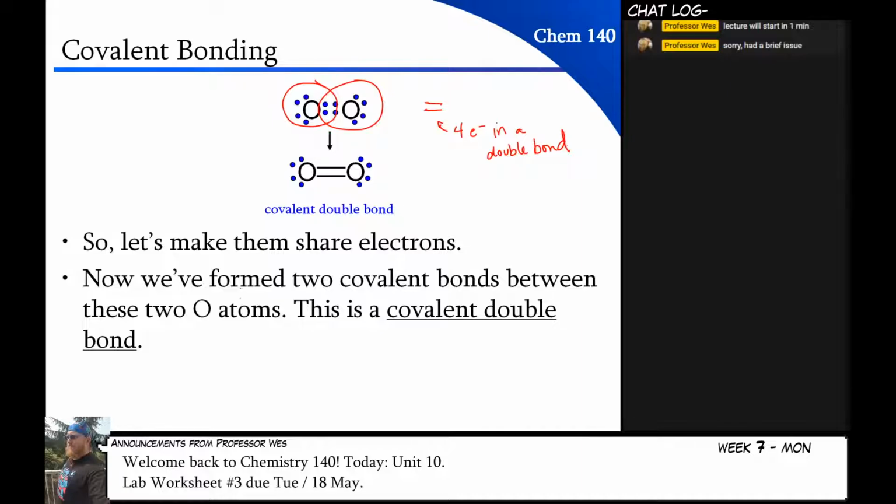Now, in theory, you could do this with nitrogen as well and observe a triple bond. So nitrogen looks like this. It has 5 valence electrons because it's in group 15. How do I make this work? I can share this electron, and I can share this electron, and I can share this electron. And the end result that we get looks like this. And this would be my triple bond, which has 6 electrons shared in it. And 3 is going to be our theoretical limit.